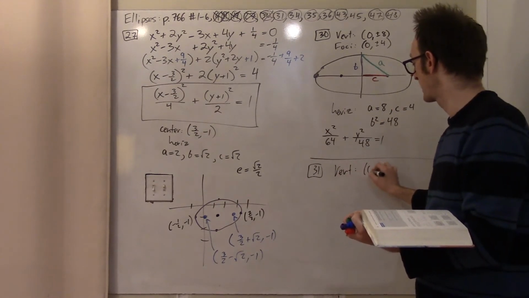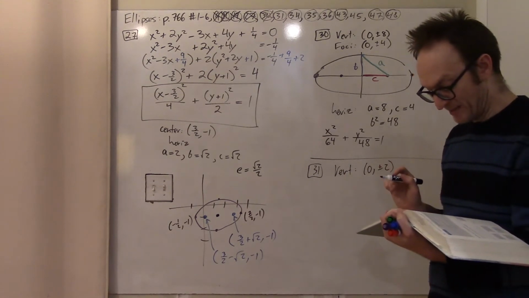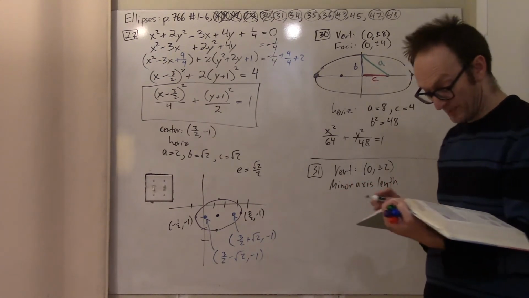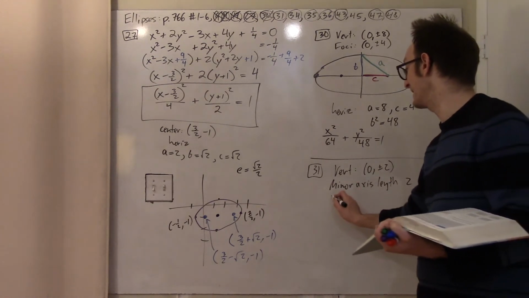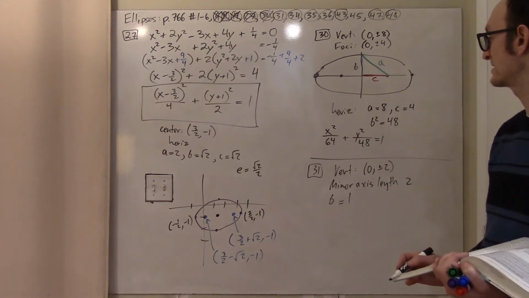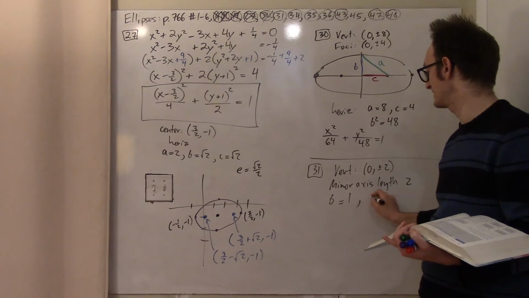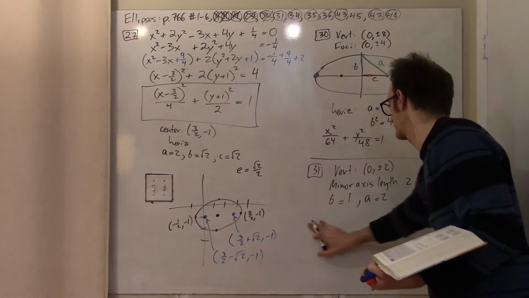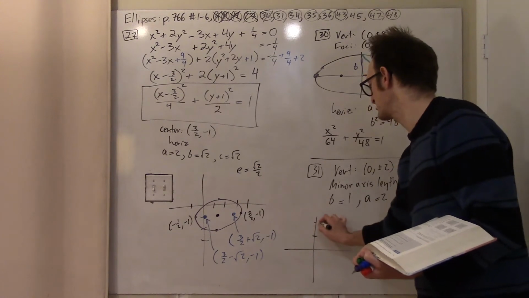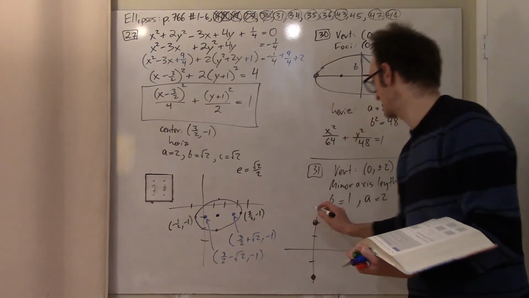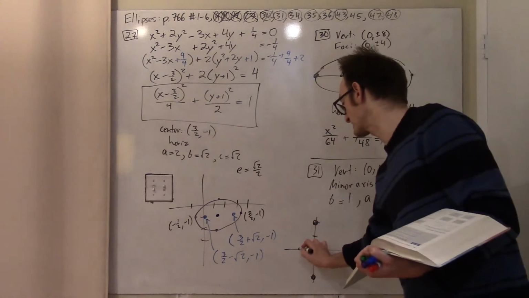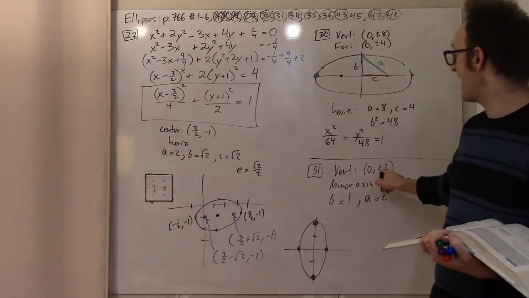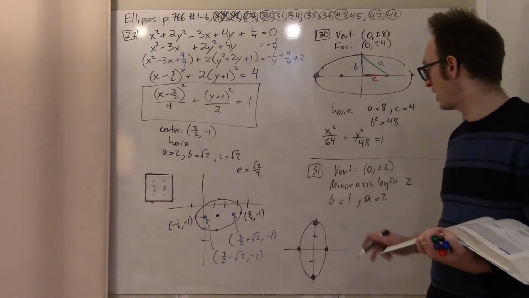Here we're told that the vertices are 0, plus or minus 2, and the minor axis has length 2. Okay, being careful there, if the minor axis has length 2, that means that B has to be 1. The semi-minor axis has to be 1. And if the vertices are plus or minus 2, then A is 2. Drawing a picture of this, it's going to look more like this. The vertices are here at 0, 2, and 0, negative 2. The minor axis is 1, and so we've got something that looks like that. Pretty straightforward. Again, the average of the vertices is the origin, so this thing is going to be centered at the origin. And all I have to do is figure out what C is.